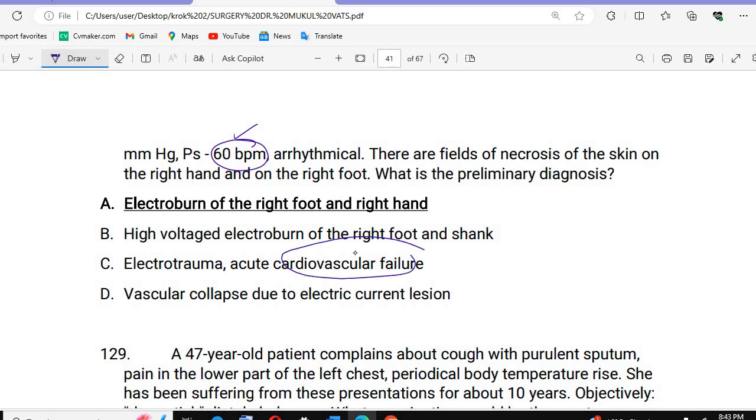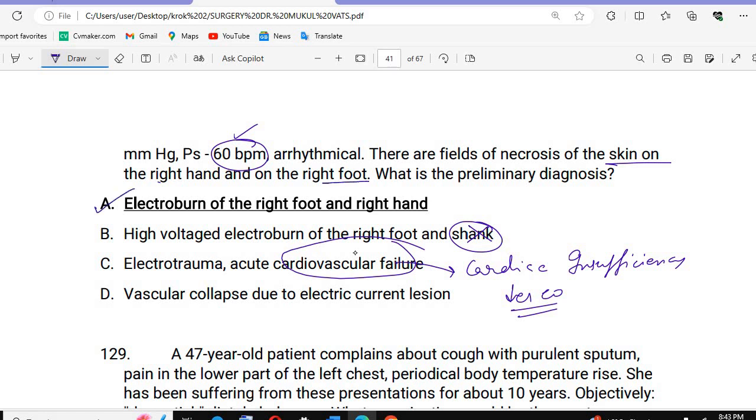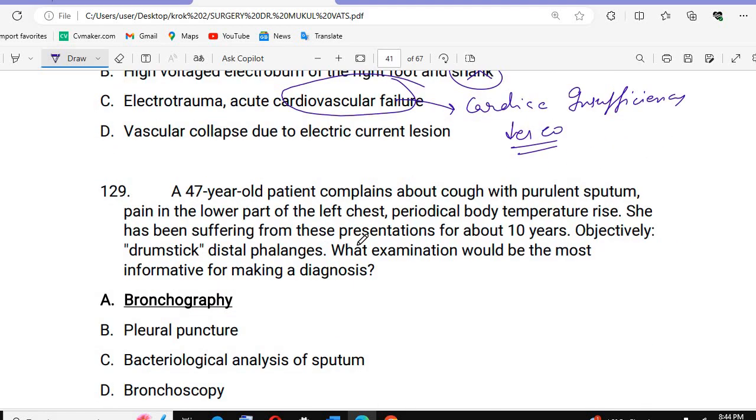In acute cardiovascular failure, they will give you something like a cardiac insufficiency, or a decrease in the cardiac output, or such kind of things they will mention in the question. High voltage electroburn of the right foot and the shanks, electroburn of the right foot and the right hand. Now they have not mentioned the shank in the options. What they have mentioned is the skin on the right hand and the right foot. So that's why we choose electroburns of the right hand and the right foot. Okay, these are the direct questions.